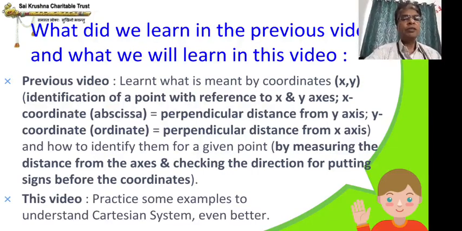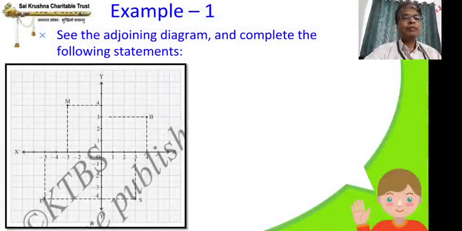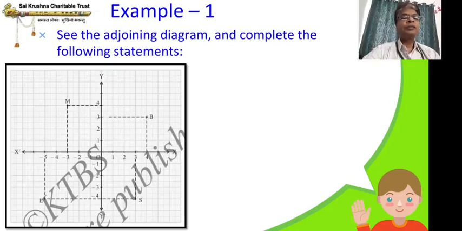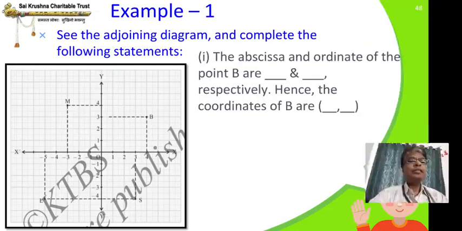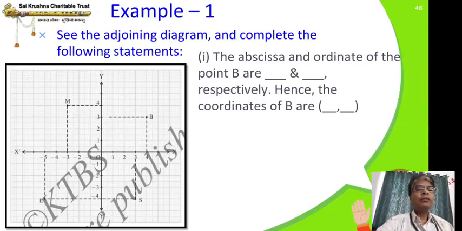And in this video we are going to practice some examples. So, example 1 of this chapter, chapter number 9. See the adjoining diagram and complete the following statements. So, there are certain fill in the blanks. See the adjoining diagram, there are few points. Let us see one by one point in each blank. The first one I am going to explain to you in detail. The abscissa and the ordinate of the point B are dash and dash respectively. Hence, the coordinates of B are dash comma dash.